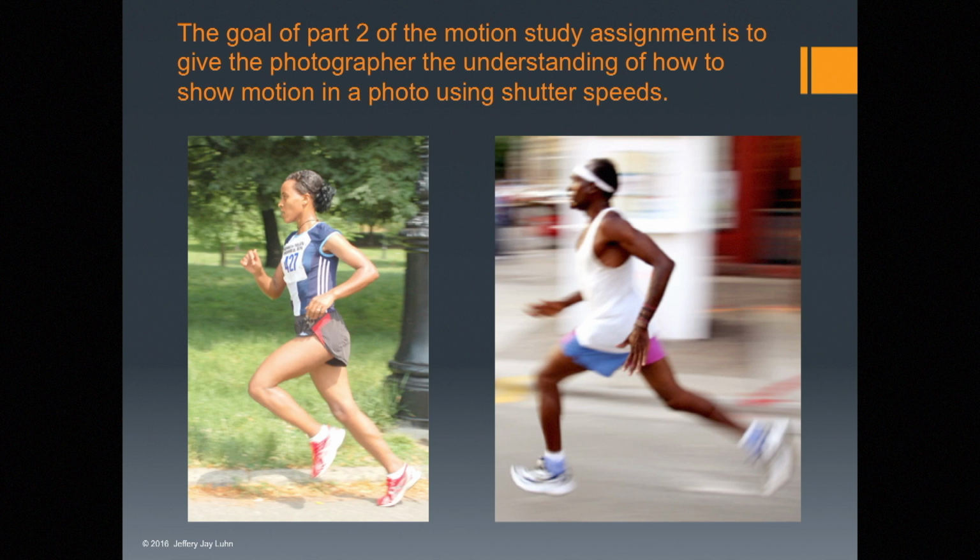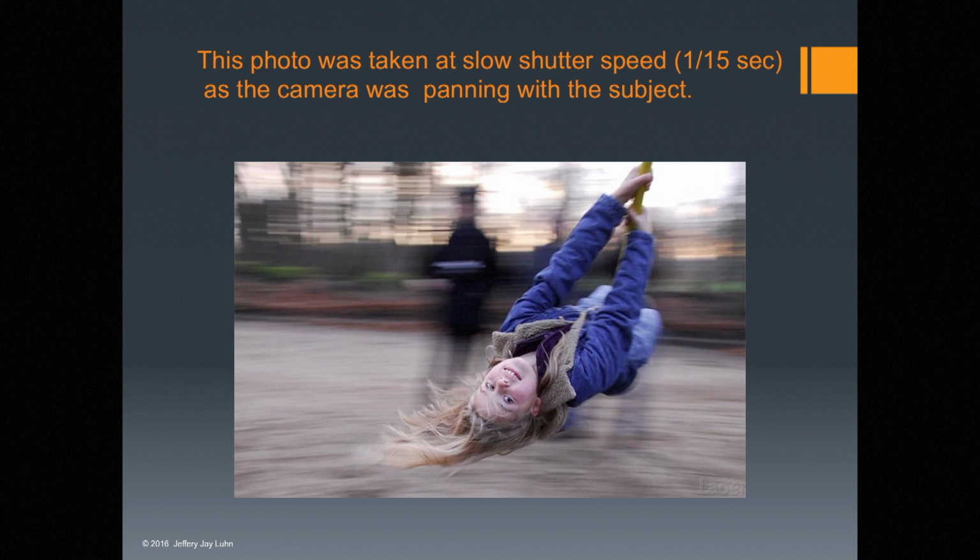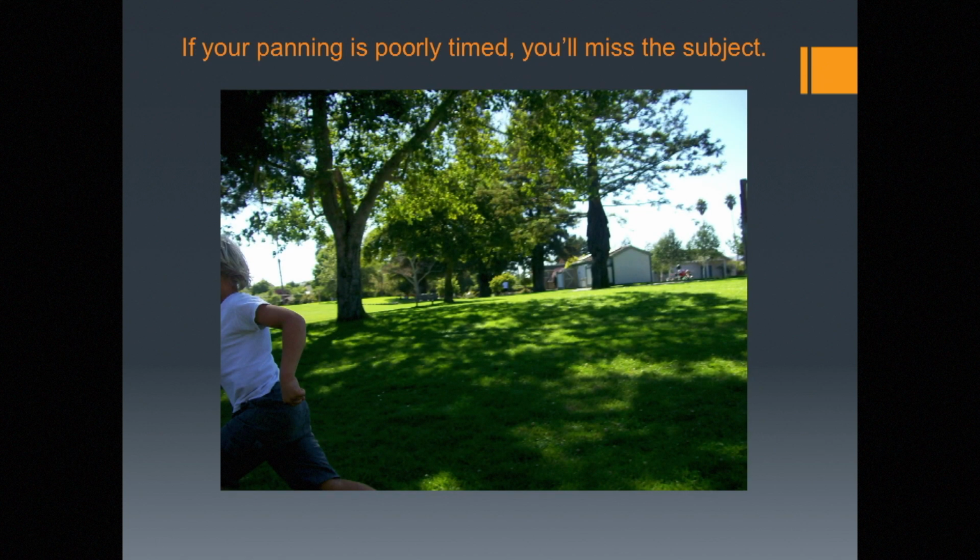Part 2 of the motion study assignment is to give the photographer the understanding of how motion in a photo changes when using different shutter speeds. The one on the left is 1/125th of a second. The one on the right, I believe, was 1/15th of a second. They're both panning shots, following the subject with the camera. This photo was taken at a slow shutter speed, about 1/15th of a second, as the camera was following the subject, panning with the subject. Very, very nice blurred background. It's a really great effect.